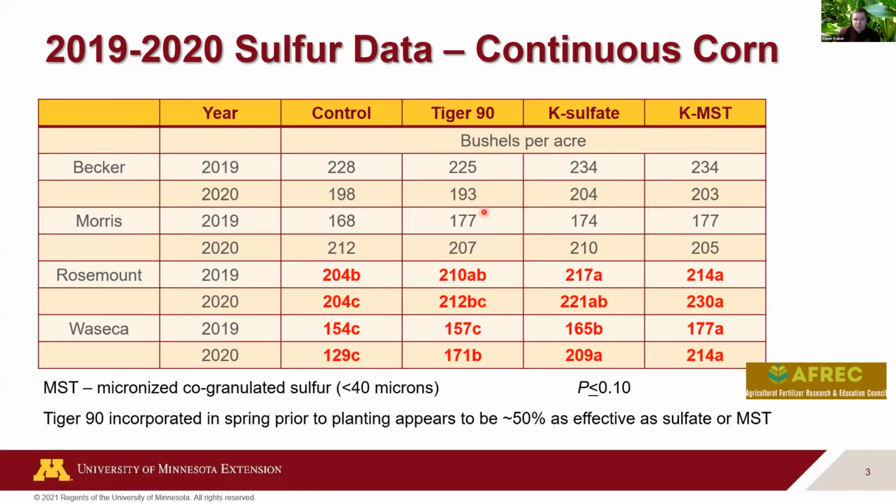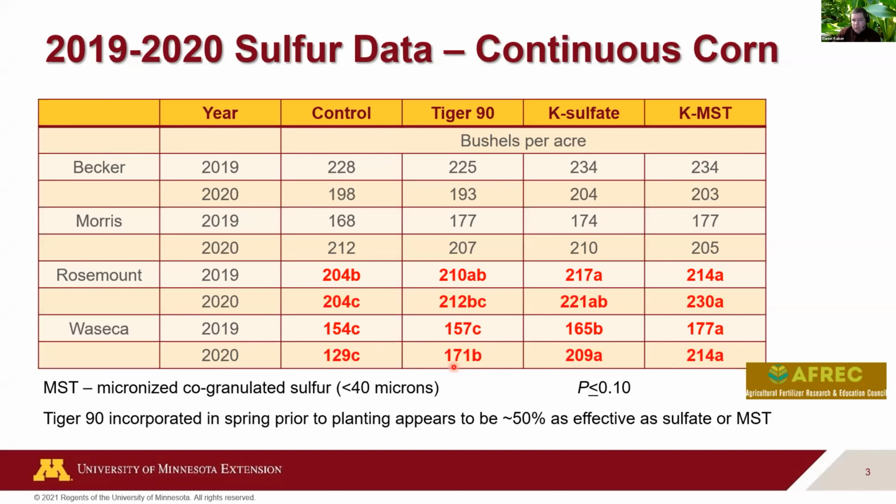So of these locations, Becker and Morris, no difference in terms of the sources. At Rosemont and Waseca, seeing some clear differences. And the main things that we've been tracking with this, if you look at Tiger 90, we'll just look at Waseca here in 2019, no difference between Tiger 90 and the control. Then a sizable yield increase to K-sulfate and also the KMST. So we look at elemental sulfur as this MST product versus Tiger 90. We're seeing a clear advantage of this co-granulated product versus the Tiger 90 or the sulfur bentonite product.